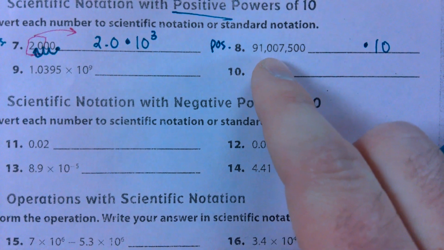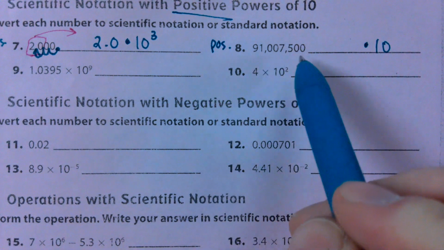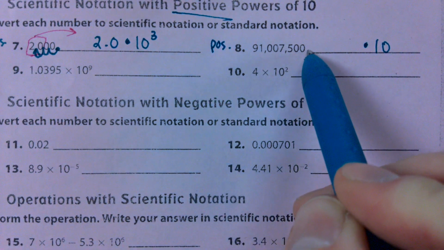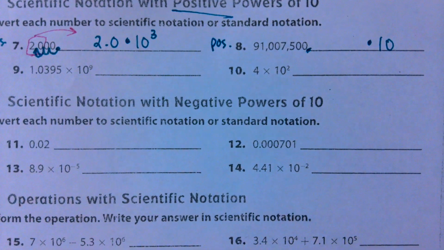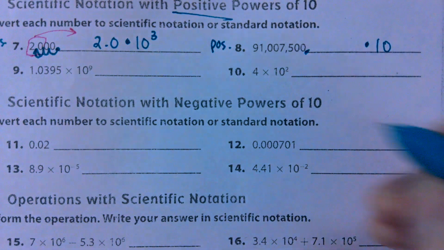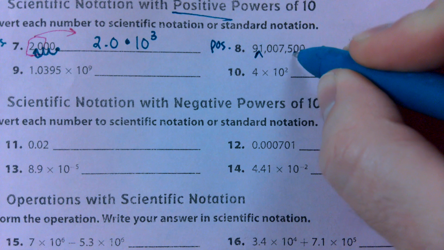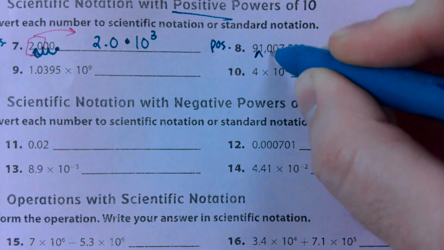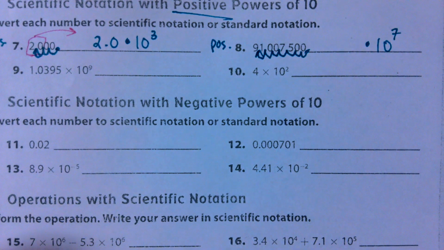After the 0. Which 0? The 0 at the end. So right here's where my decimal's at? Good. There's my decimal. Where do we want it to end up? In between which two numbers? In between the 9 and the 1. Exactly. Right there. So we need to move it 1, 2, 3, 4, 5, 6, 7 spaces. 10 to the 7th power.